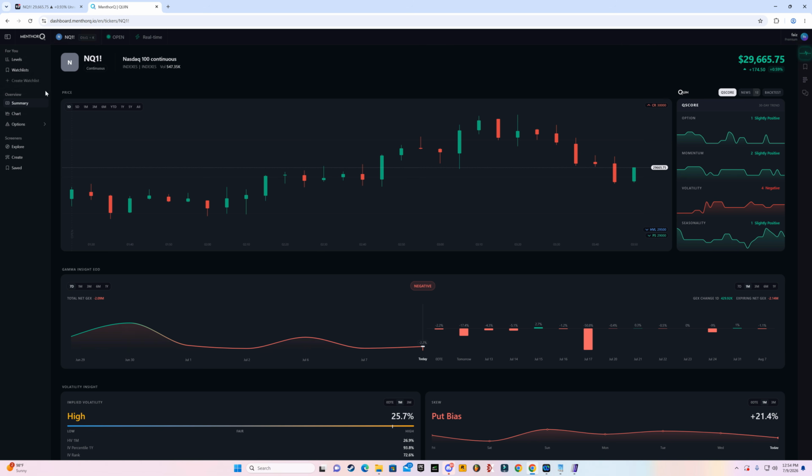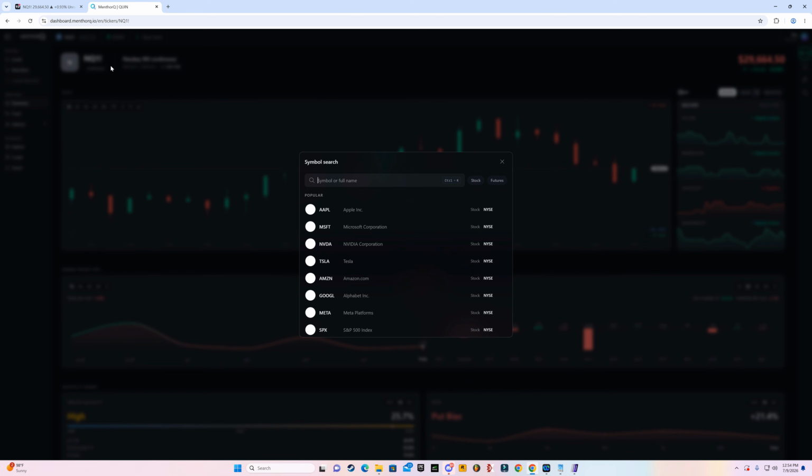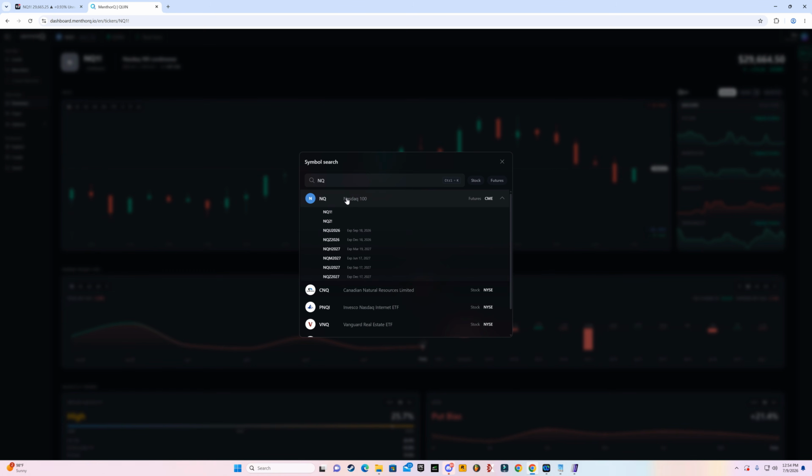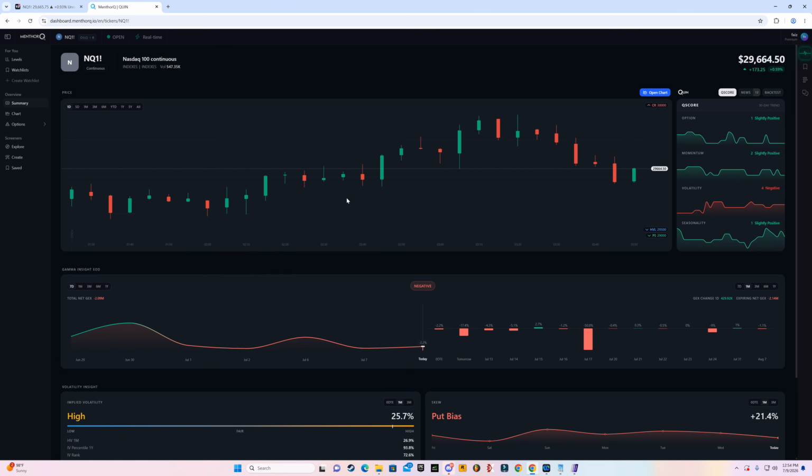So when you are here, right, you're going to have this dashboard. Over here, I'm going to go to NQ. This is what I'm trading, right? I'm going to click on here. Now it's showing me EOD at the moment, right? Gamma inside end of day. End of day is basically looking at the previous day's gamma and giving you the condition, right? So the previous day was negative.